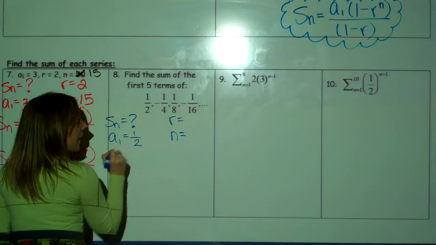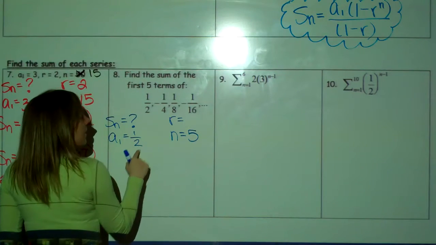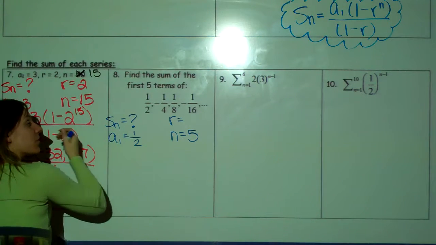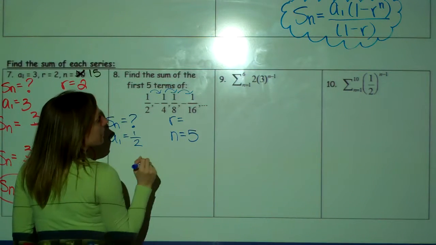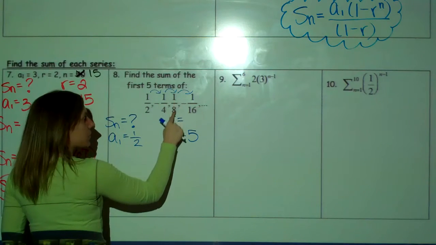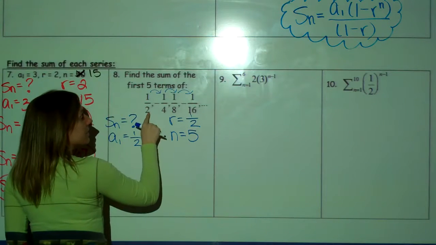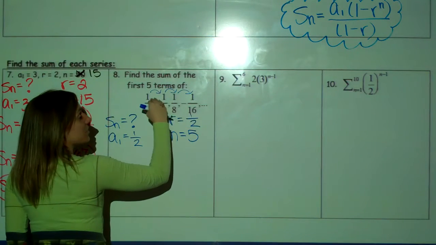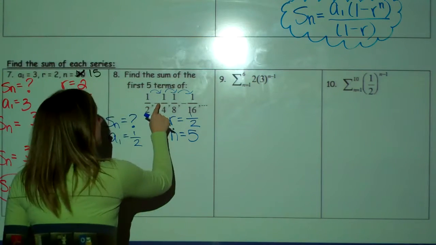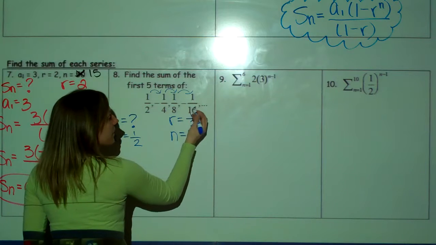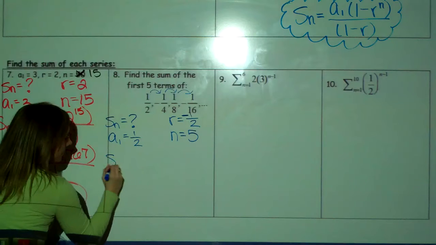So the first term is 1/2. The number of terms is 5. And then the ratio. Well, what are we doing? We're actually going down, because it's going from 1/2 to 1/4 to 1/8. But the way it's going down is by 1/2. This is doubling, but this isn't. So that means we're actually multiplying by 1/2. We're cutting each of those fractions in half. And since it's going positive, negative, it's a negative 1/2. If you want to use a decimal in the formula, that's fine.